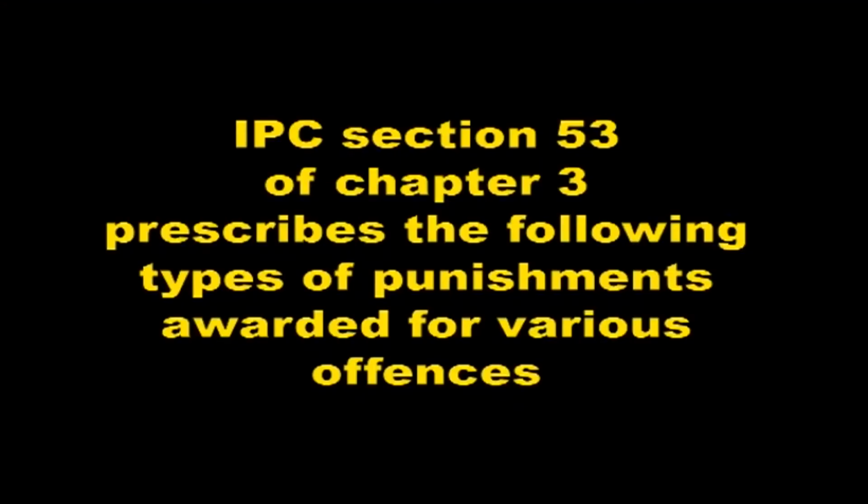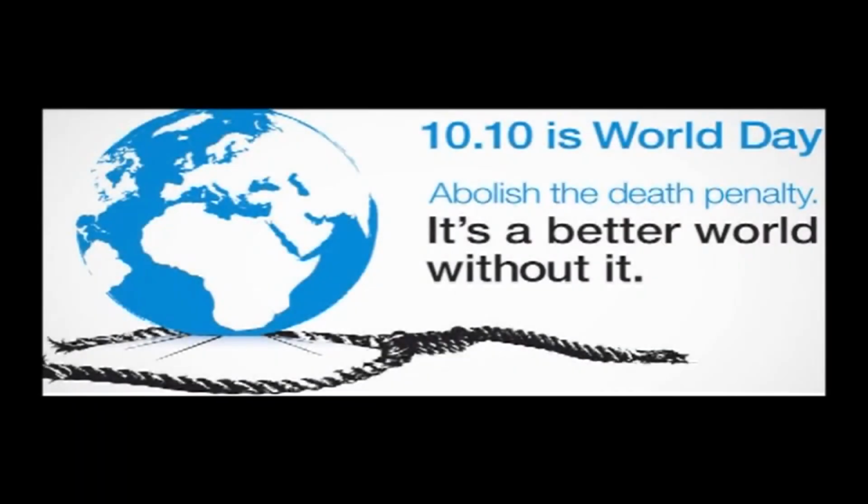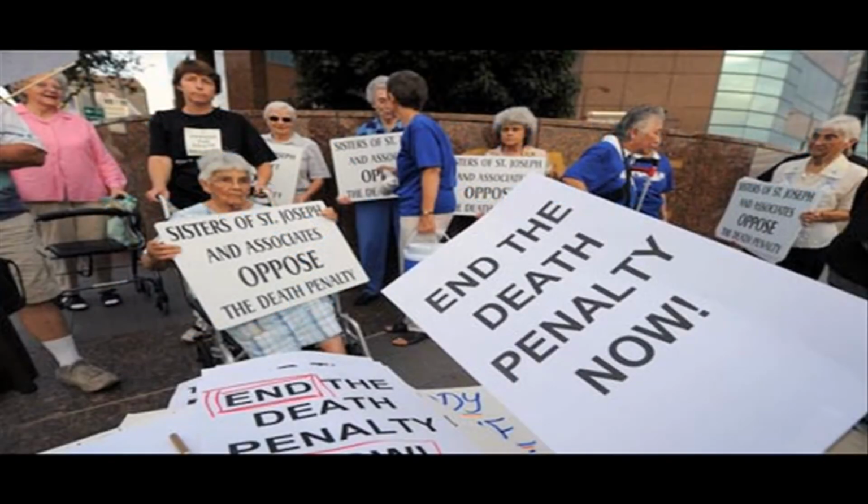Indian Penal Code section 53 of chapter 3 prescribes the following types of punishments awarded for various offences. They are: capital punishment, that is death by hanging, which is awarded for the rarest of rare crime such as a cruel and well planned murder. But throughout the world there is a movement against capital punishment. In European countries, capital punishment had been totally abolished.